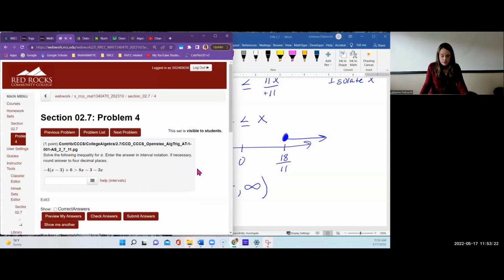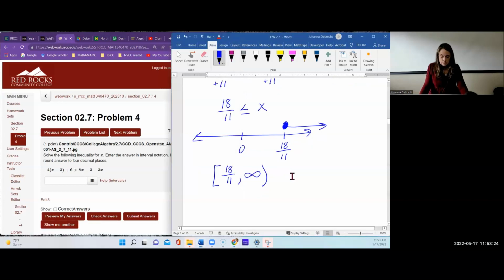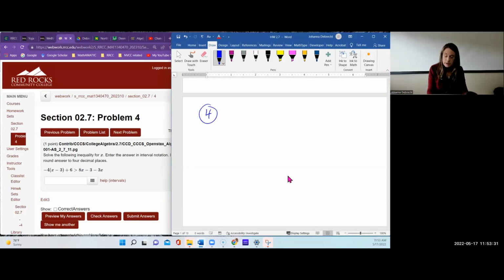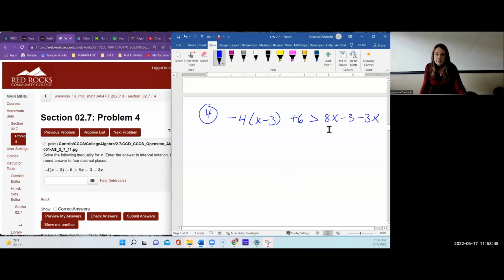Let's take a look at this problem here. This problem just gets a little bit more complicated. We'll take a look at this one and then we'll probably move on to a different, more complicated type of problem. In number 4, we have negative 4 times x minus 3, plus 6, greater than 8x minus 3 minus 3x. Well, the first thing to note is I have two terms on the right side of the equation that are like terms. I could go ahead and combine them directly. 8x minus 3x is 5x.